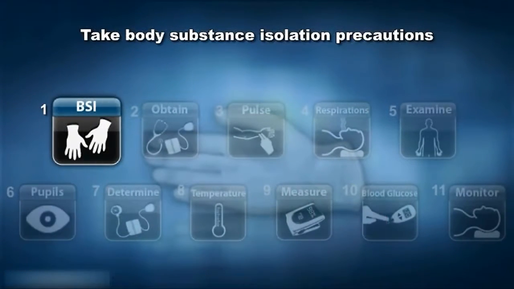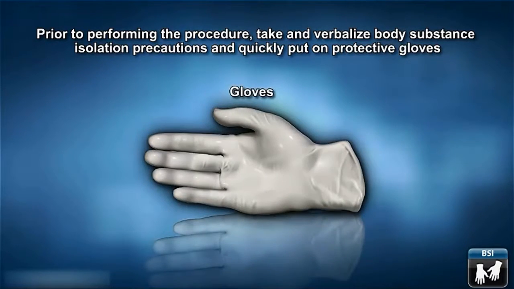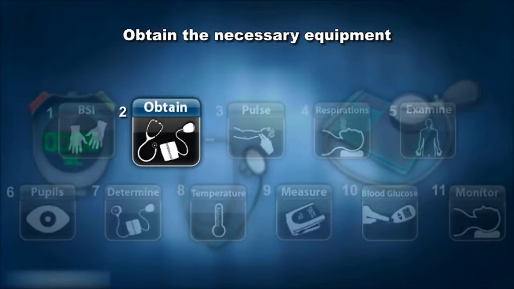Take body substance isolation precautions. Prior to performing the procedure, take and verbalize body substance isolation precautions and quickly put on protective gloves. Obtain the necessary equipment.